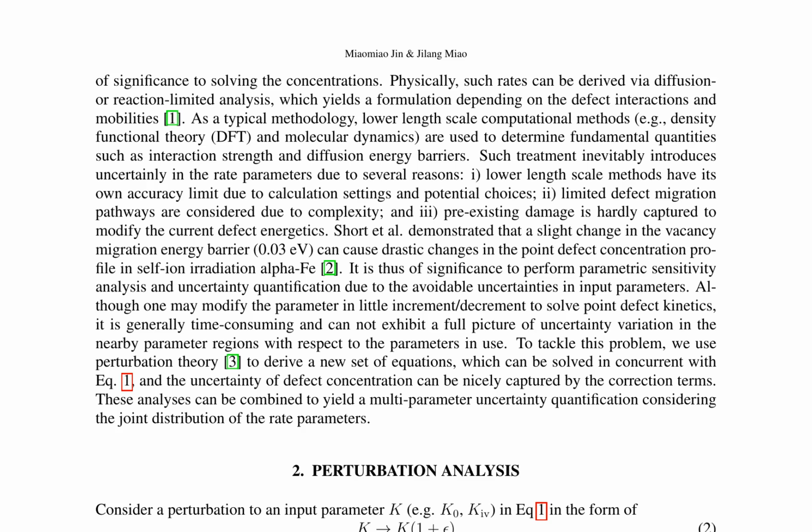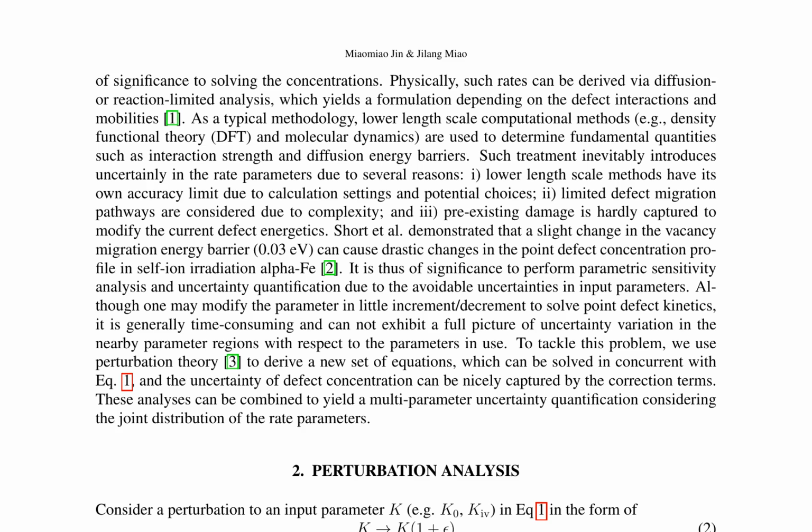Uncertainty in the rate parameters arises from lower length scale computational methods, such as density functional theory and molecular dynamics, used to determine fundamental quantities like interaction strength and diffusion energy barriers. To perform parametric sensitivity analysis and uncertainty quantification, the authors utilize perturbation theory.